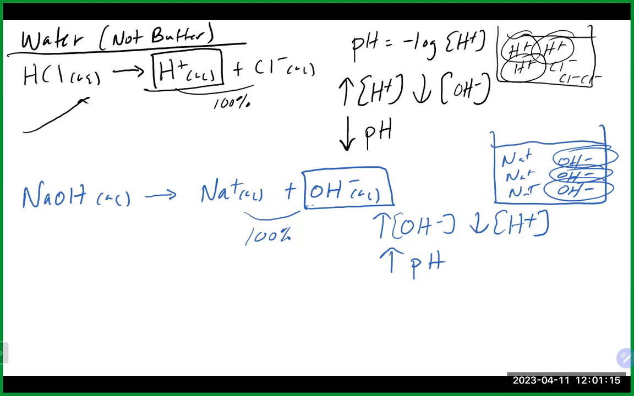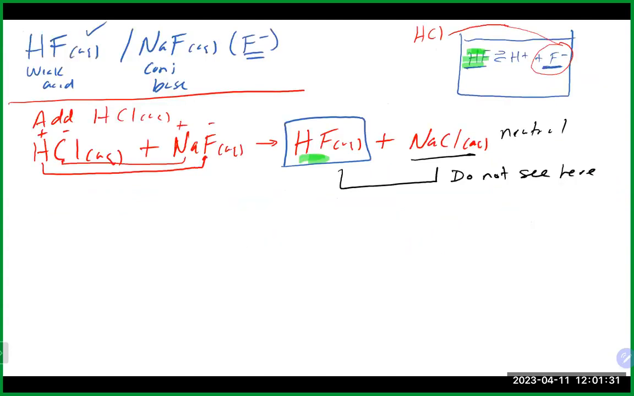Yeah, and what ion is particularly important here? What affects pH? Yeah, so when we added the HCl to water, we made a bunch of H+, right? Which has a really big effect on the pH. When we added that same acid to here, there is no free H+ formed. So we don't actually see that H+ being formed.